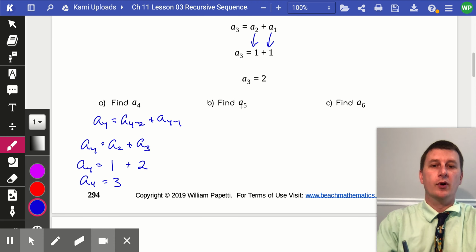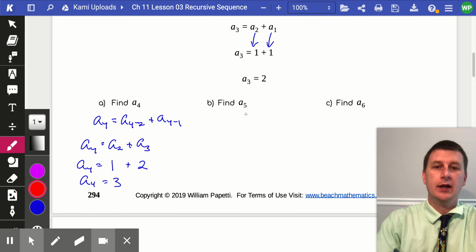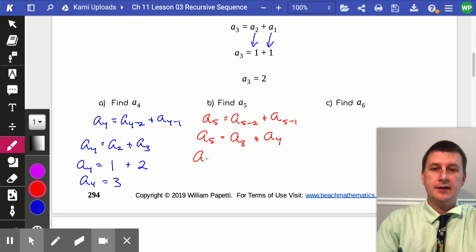Now that we know a sub 4, we can find a sub 5. Let's substitute 5 in every time we see an n in the Fibonacci sequence formula. So we're going to have a sub 5 minus 2 plus a sub 5 minus 1, which will simplify to a sub 3 plus a sub 4. We know that a sub 3 is equal to 2, plus a sub 4, which we just found is equal to 3. So our fifth term of the sequence is going to be 2 plus 3, which is 5.